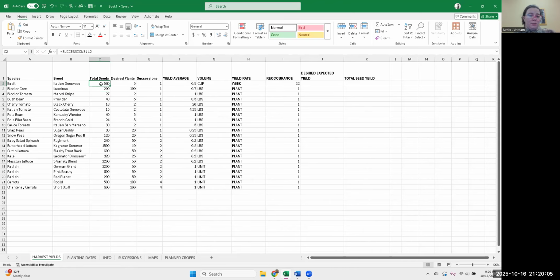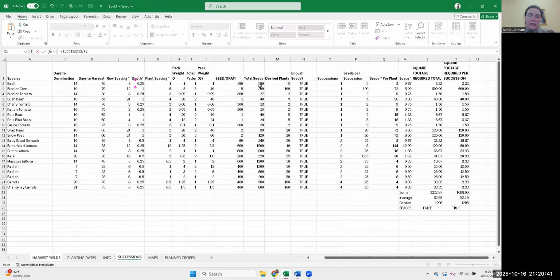So now when I go up to that cell, it says equals successions exclamation point L1. And so I can copy that all the way down. Successions L1 or L5, successions exclamation point L13. And so I can do the same thing for all of these. And I can go in here, hit equals, go over to successions, and all the desired plants numbers.